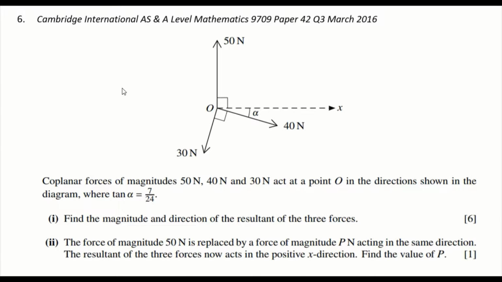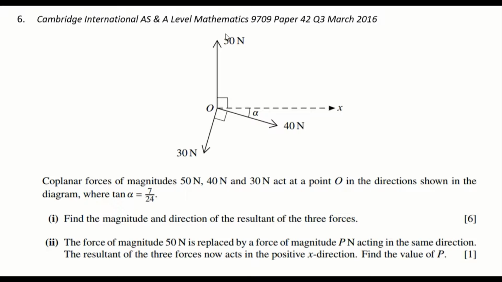Alright, so for number 6, when we look at this diagram, we realize that something is different. For example, alpha is given and they didn't tell you what alpha is. Also, there is a negative direction involved. For example, if going up and going right is your positive direction, then when you resolve the 30, you will have a direction going to the left and going down as well. So these are the few things you need to be careful of when you do this question.